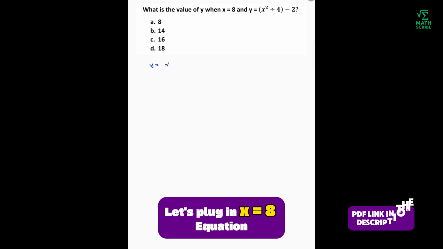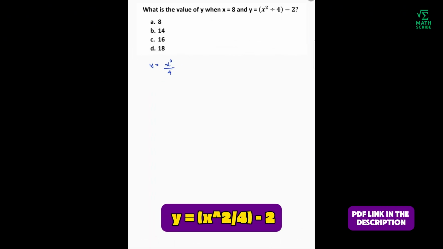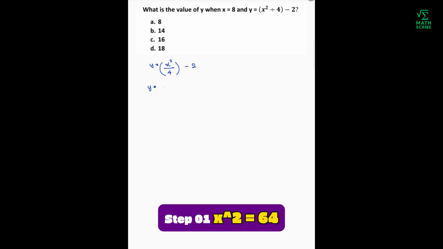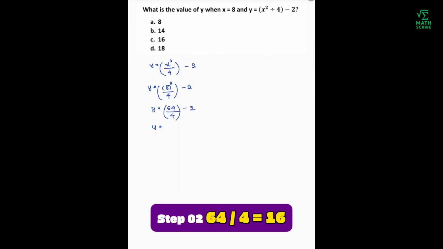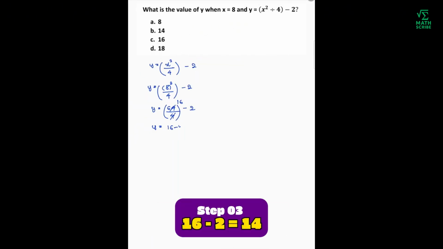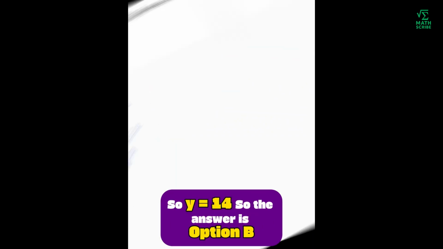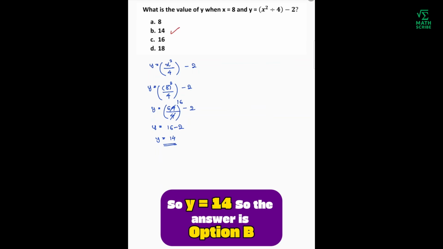Let's plug in x equals 8. Equation: y equals x squared divided by 4 minus 2. Step 1. x squared equals 64. Step 2. 64 divided by 4 equals 16. Step 3. 16 minus 2 equals 14. So y is 14. So the answer is option B.